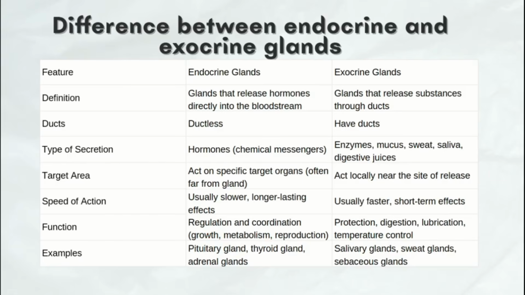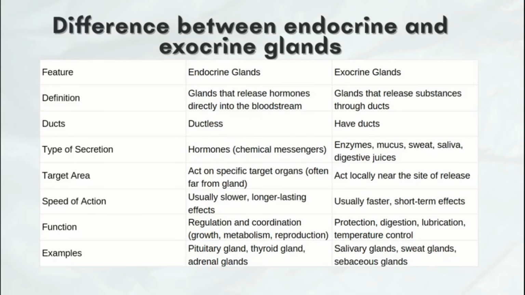Then exocrine and endocrine glands. So this is pretty simple. Endocrine glands are the ones that release the hormones directly into the bloodstream. Because the very first thing that we said was that the endocrine glands are ductless, meaning that they release directly into the bloodstream. There's no vessel, there's no duct, they are just released directly into the bloodstream.